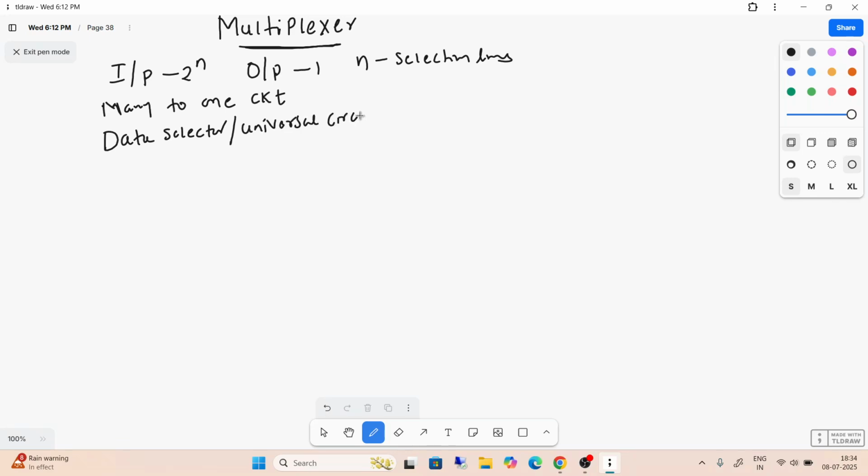So why do we call this a universal circuit? In gates we have seen universal logic gates. What are the universal logic gates? Can anyone say? Yes, NAND and NOR. Why do we call these universal logic gates?